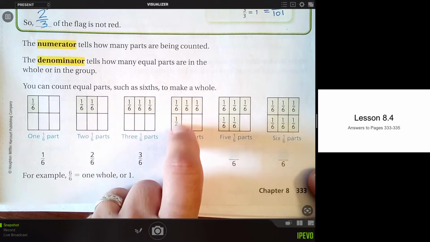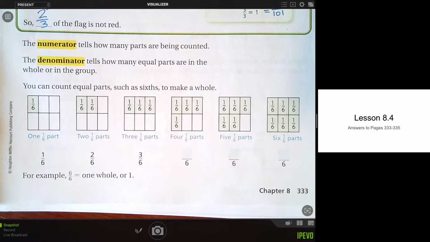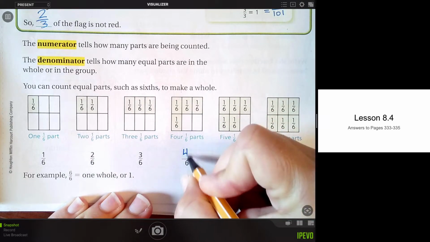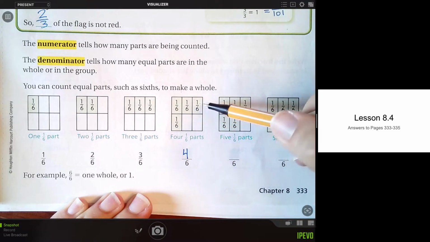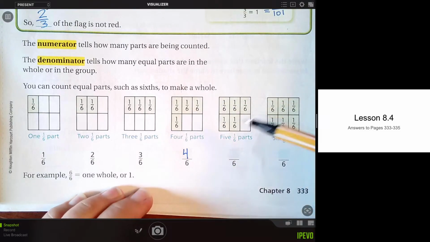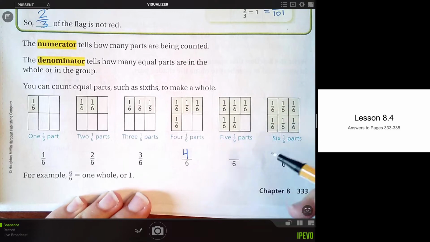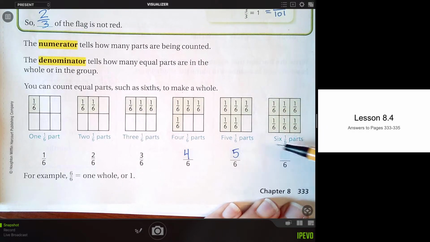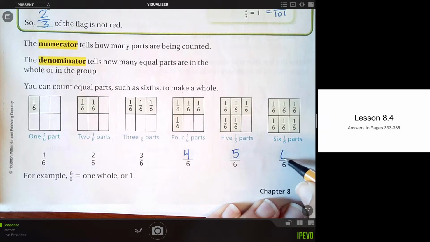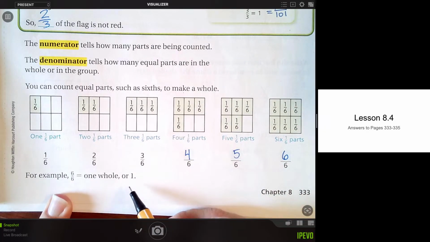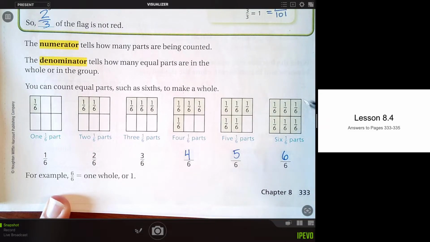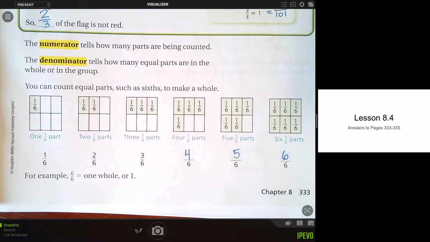Here we've got 4 1/6 parts. So our numerator is 4 because we're talking about 1, 2, 3, 4 parts. 5 1/6 parts, our numerator, our top number, is 5. And when we're talking about the whole thing, all 6 of the 1/6 parts, our numerator is the same as our denominator, 6/6. Now 6/6 equals 1 whole or the whole thing. So you can see that we're talking about that whole thing.